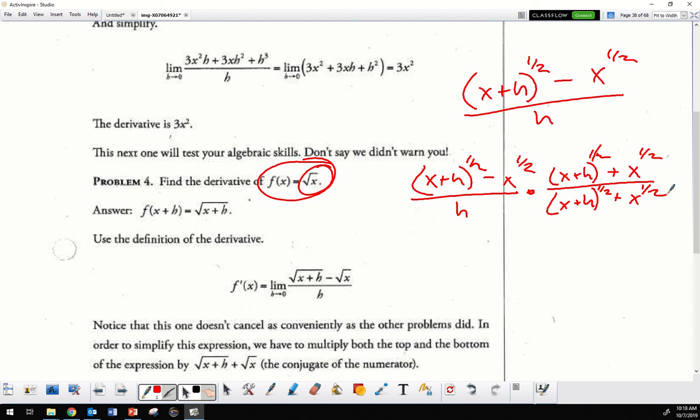So I'm multiplying by the value of 1, but my value of 1 is just ugly. U-G-L-Y, it ain't got no alibi.